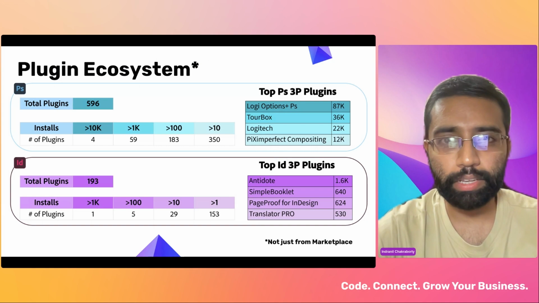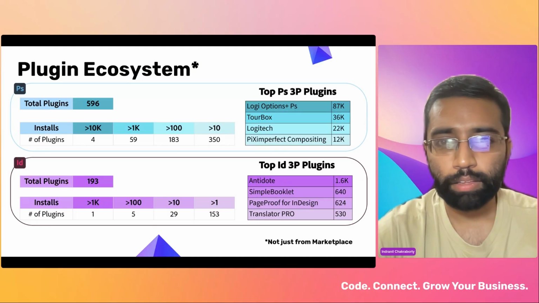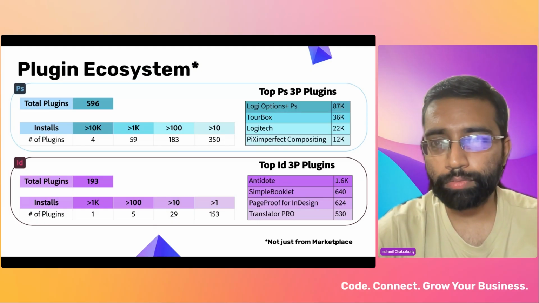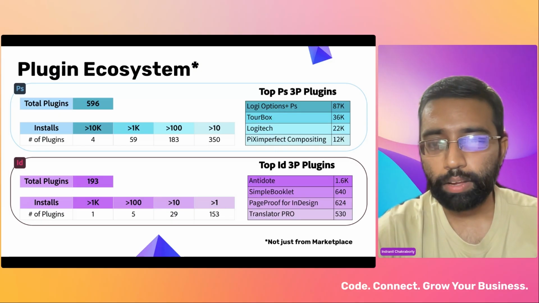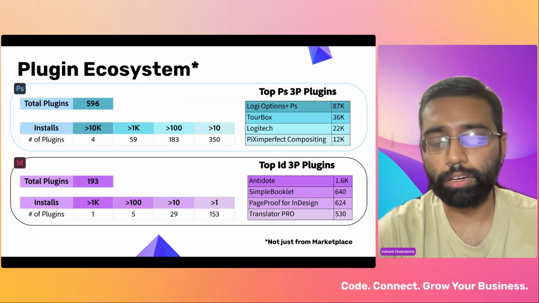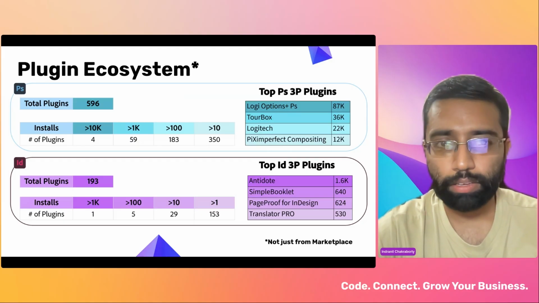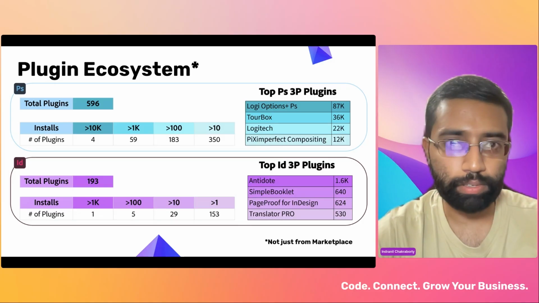Here's what the current plugin ecosystem looks like. There are roughly 600 plugins in Photoshop and roughly 200 plugins in InDesign. I've just called out a few of the top third-party plugins that are there. And just a caveat: this data is not just from the marketplace, because we see a lot of plugins that are installed outside of the marketplace. So these numbers capture those as well.